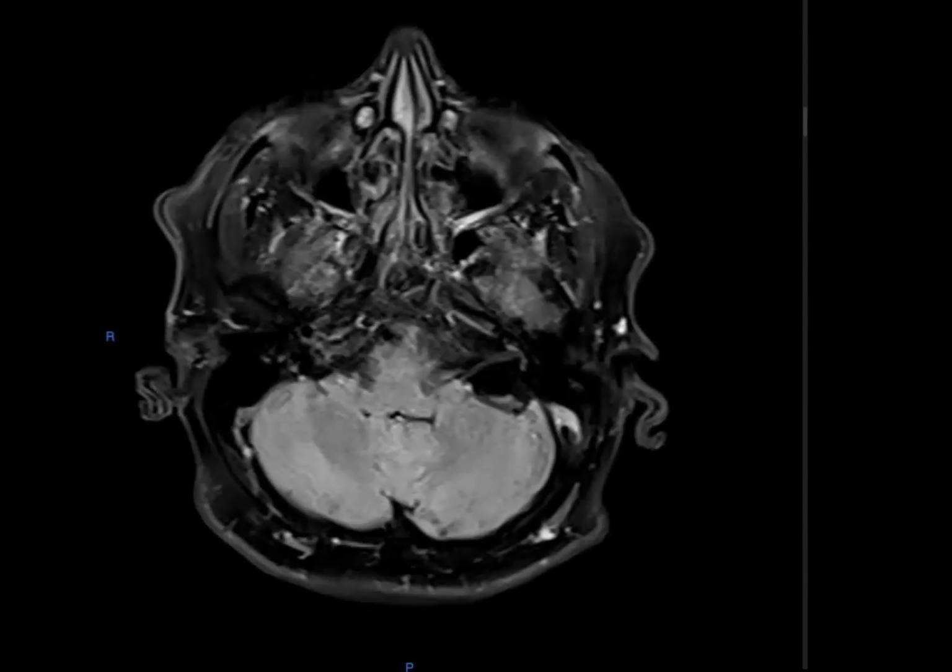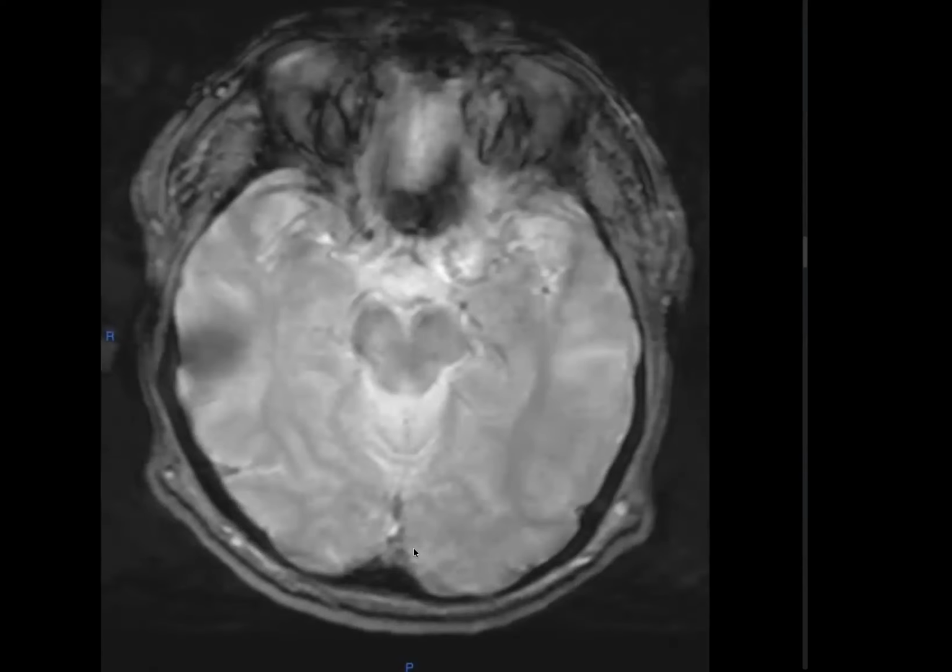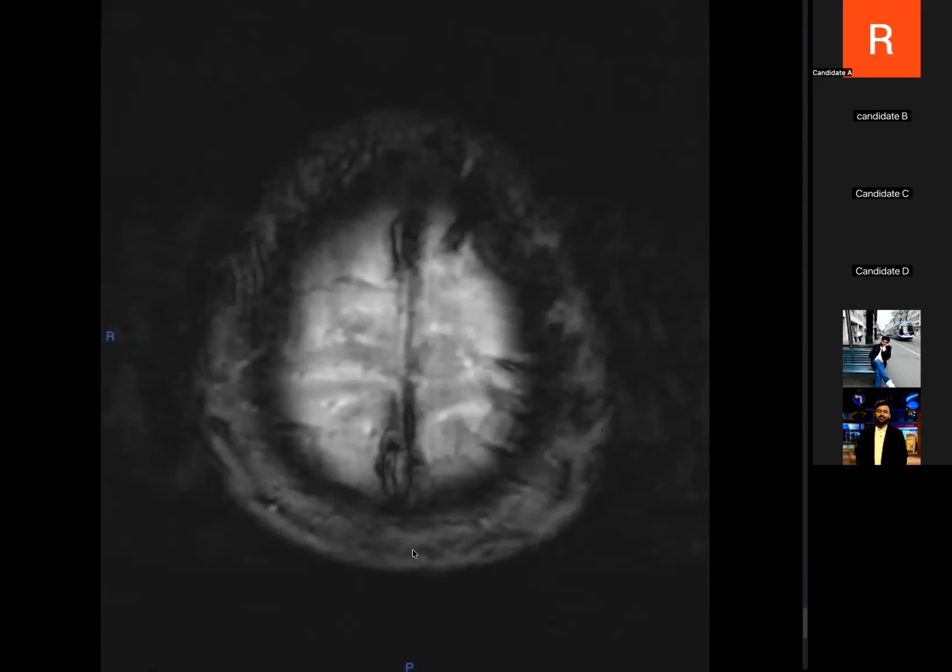What do you think these are? We reviewed the GRE images before. These are the cortical veins, which show thrombus. Do they normally appear dark on GRE? No, sir. They are appearing dark on GRE, so they look like they appear thrombosed.